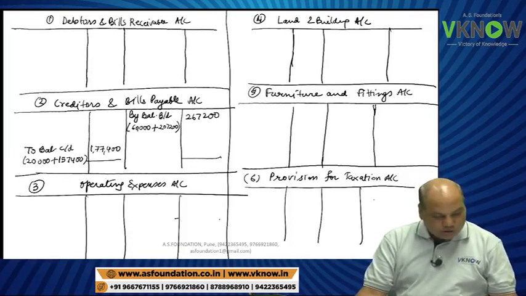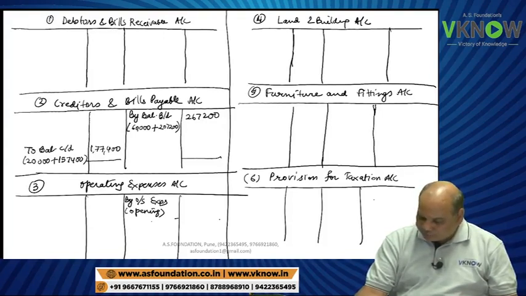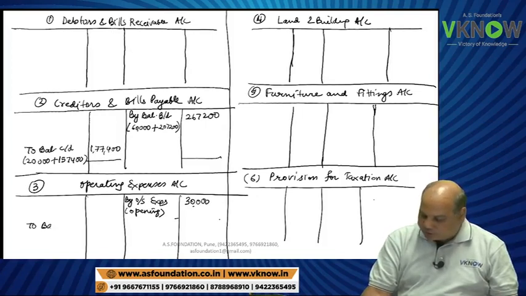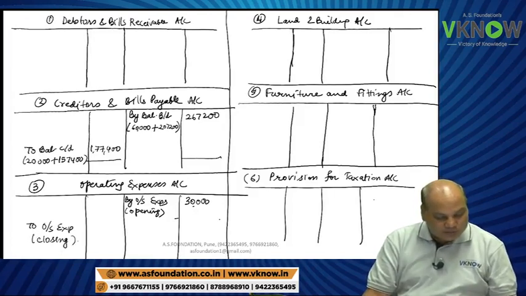Come to next line, outstanding expense, working note 3 credit side. By outstanding expense in bracket opening. Opening is 30,000. And to outstanding expense in bracket closing. Entry is expense account debit to outstanding expense 35,000.